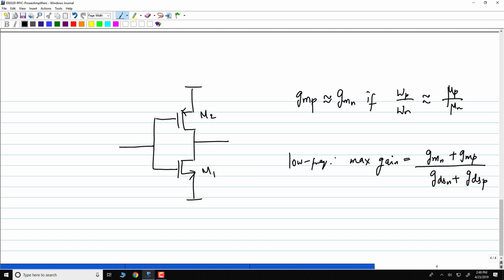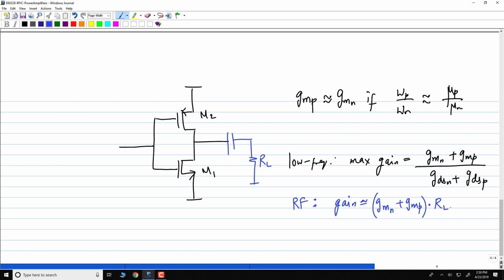Very close to the intrinsic gain. The previous circuit would have given you the intrinsic gain of the transistor times half, because you have GDS-N and GDS-P in parallel. This one will give you very close to the intrinsic gain of the transistor. In our case, you have RL. At RF, you have RL of 50 ohms. So GDS and all will typically not matter. I'll say approximately times RL.